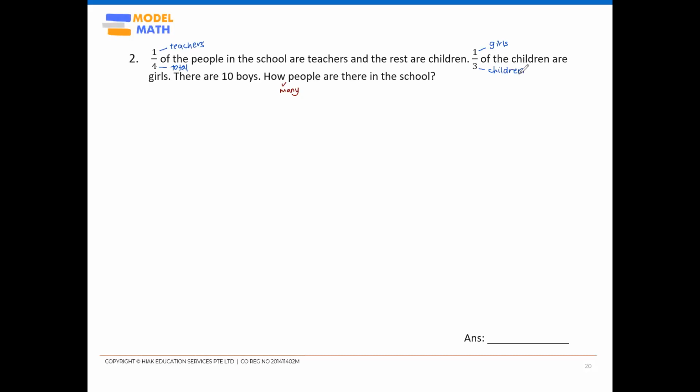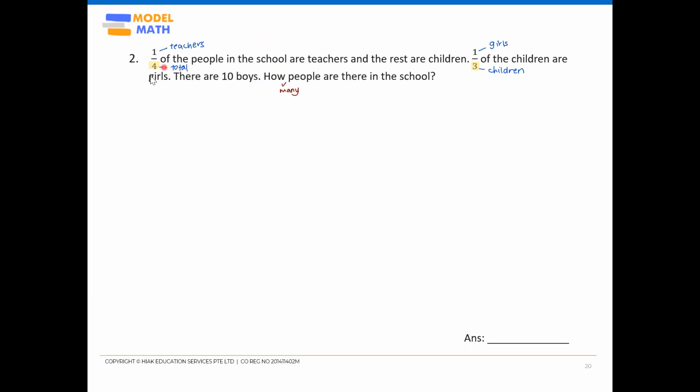Now you see what I mean here. Both denominators do not actually represent the same thing. This 4 and this 4 represent the total people, everyone, teachers and students, whereas the 3 here only refers to the children. So this is where we cannot make the denominators the same, because they both represent different types of people.